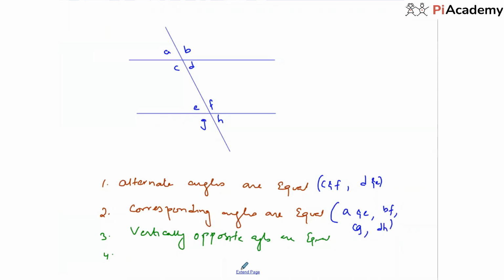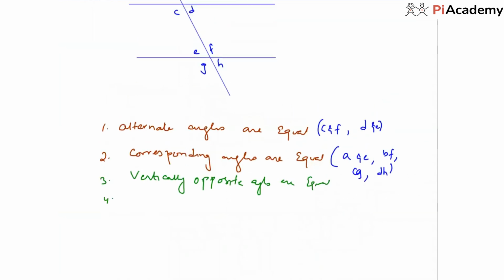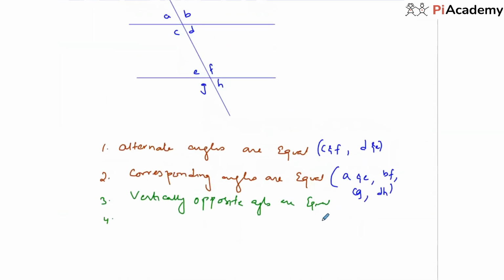And when you come to vertically opposite angles, you see that A and D are vertically opposite angles. B and C, A and D, B and C, they are equal. And then E and H are equal. Similarly, F and G are always equal. Now D plus F, understand this. D plus F is always equal to 180 degrees. Similarly, C plus E is also 180 degrees.